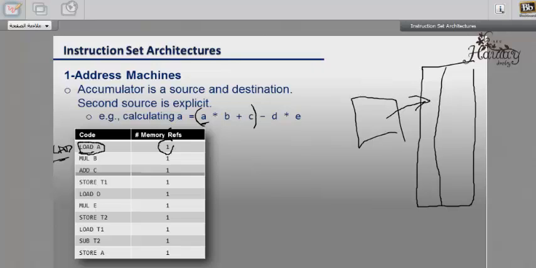Then we multiply A with B. How many times do we access the memory now? Again, only once to get the value of B. Then we add C to it. Again, we need to access the memory one time to get the value of C. Now we finish this bracket. Before we move to the next, we need to store the data that came out of this bracket. Let's call it, for example, T1.